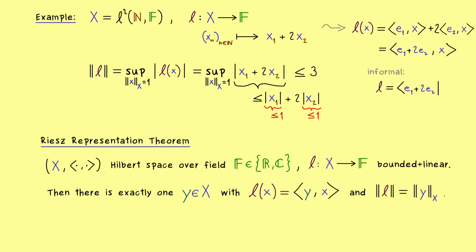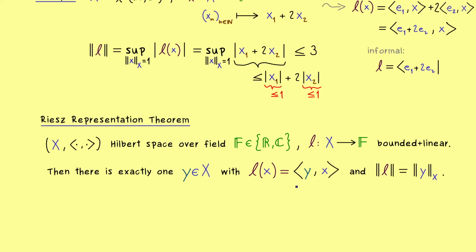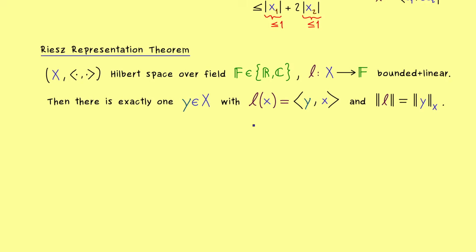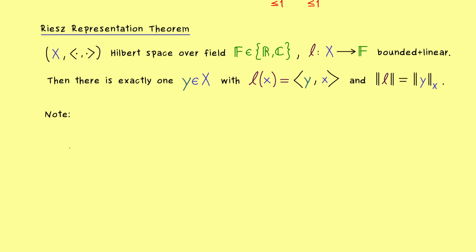And that's it. This is the whole Riesz representation theorem, and as you can see, it just tells us that every bounded linear functional can be written as such an inner product. So we get the information that all continuous linear functionals have this simple form. And in fact, the proof of this statement is not so complicated because we can use the orthogonality in our Hilbert space.